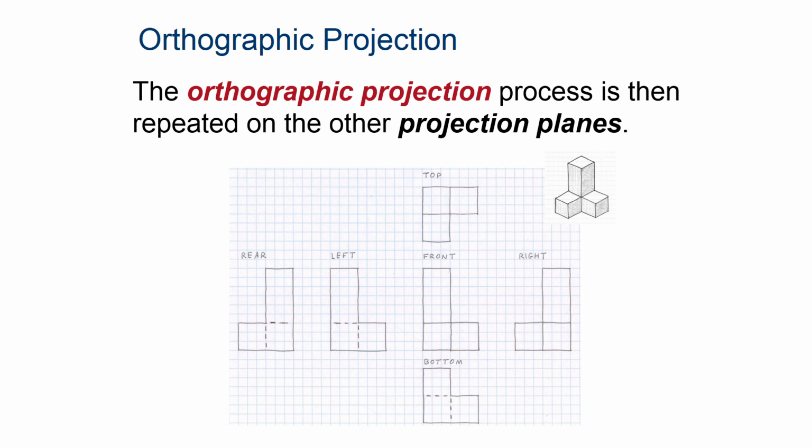And then you repeat it. If you have your glass box and you unfold your glass box, then you have these 6 multi-views. You have your front, you have your top, your right, you have your bottom, you have your left, and you have your rear. And you can see here, this tells you everything you need to know about the object.